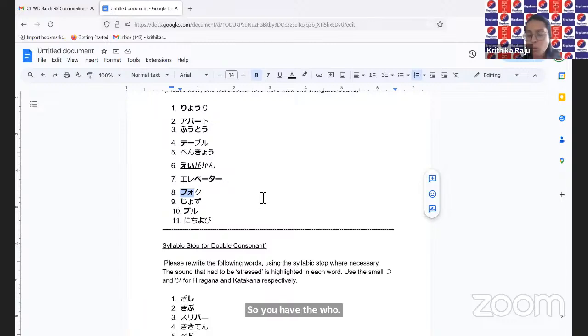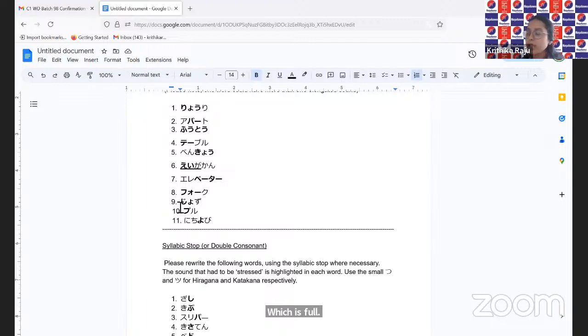Poke. Okay. Spoon, for example, is supoon, written in katakana. Knife is knife, written in katakana. Now here you have fork, which is fork. All right.